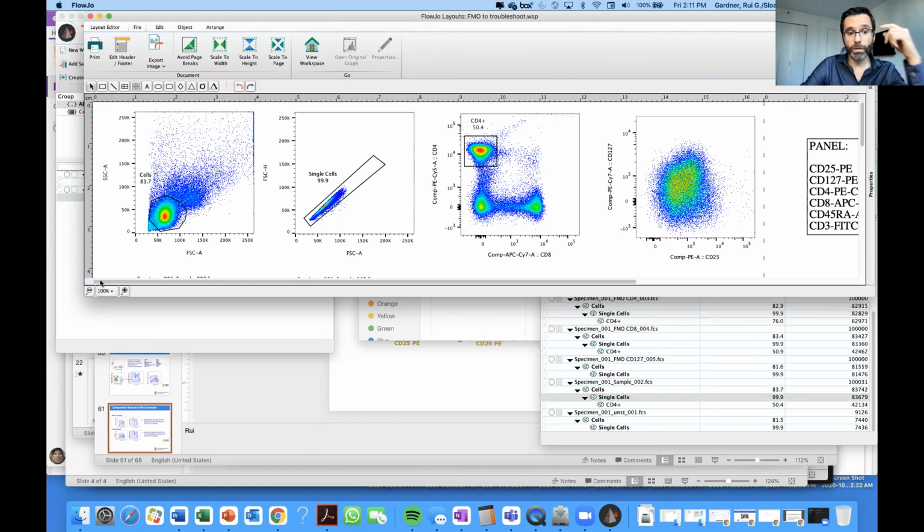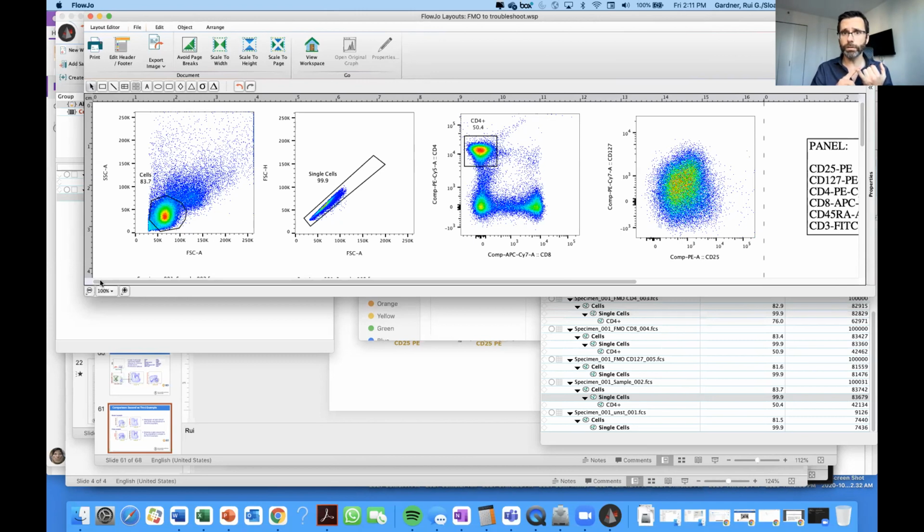But like I was saying, with a 20-30 color panel, people start taking away some of the controls, and actually, the more colors you have, the more important it is to have those controls, because it starts being very difficult to troubleshoot. If you have 2 or 3 markers in your panel, and you have a problem, well, it's relatively easy to just go to the data and identify what the problem is. If you have a large panel, 20, 30 colors, and you see that you have lack of resolution in one of your markers, then what is the problem?